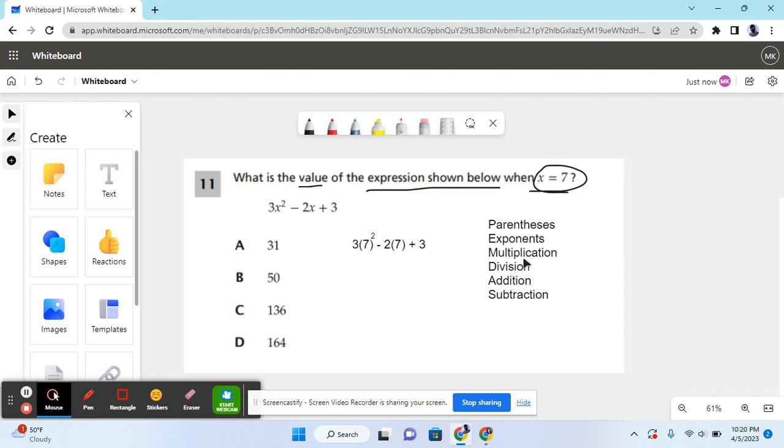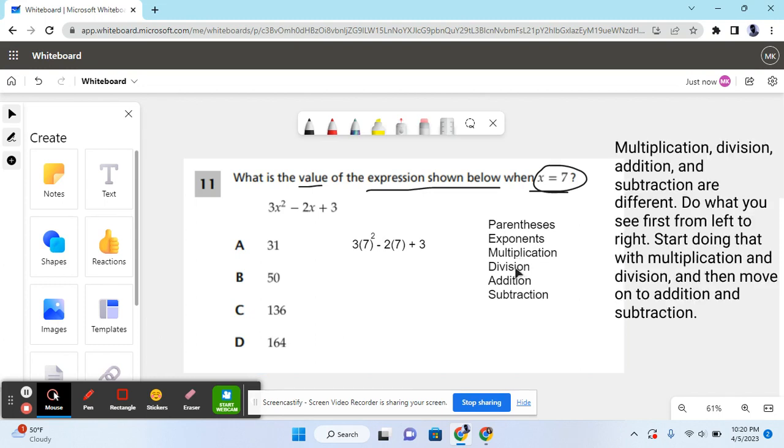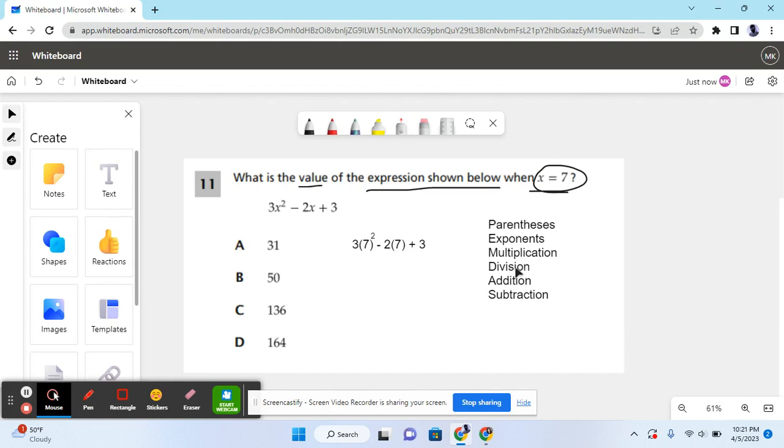Actually, no. For multiplication, division, addition, subtraction, you do multiplication and division first based on whether or not it is in the left of the expression. Like, for instance, if multiplication is more to the left than division, you do multiplication first. Whichever one you see first, you do that. Same for addition and subtraction. So let's work through this together.